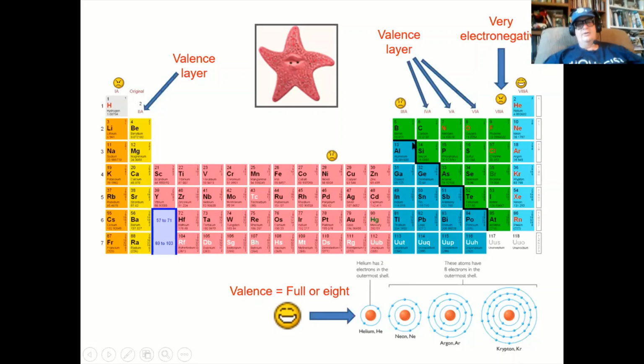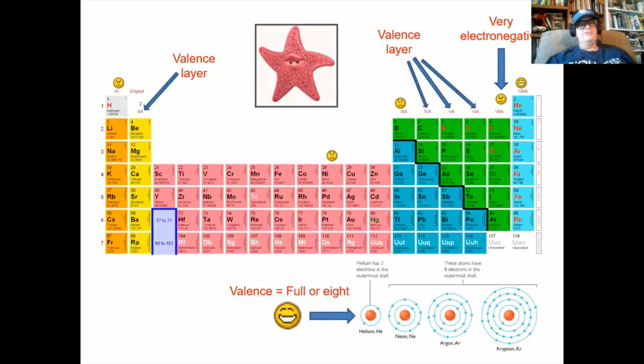Over here, we have 1A and 2A, and then we have a bunch of stuff we don't talk about, and then it comes back up: 3A, 4A, 5A, 6A, 7A, 8A. Those are the numbers of electrons in the outer layer. We'll talk more about that. That's called a valence layer. We'll talk more about it later.